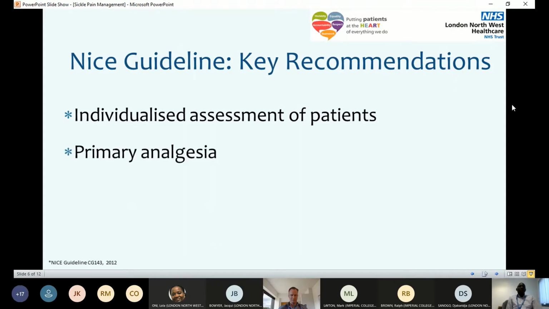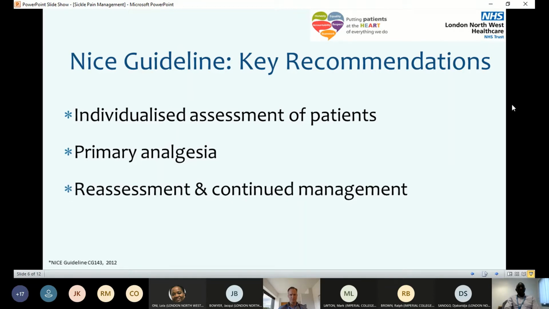And then there's a focus on the primary analgesia in terms of how quickly one can get them to have adequate pain relief. Sometimes they do get some pain relief in the ambulance, and then they end up in A&E, and that leads to what they get initially. And then also a key area is that we need to reassess the pain in terms of how we manage the patient continuously within the hospital setting or the acute setting, which could be a day unit, for example.